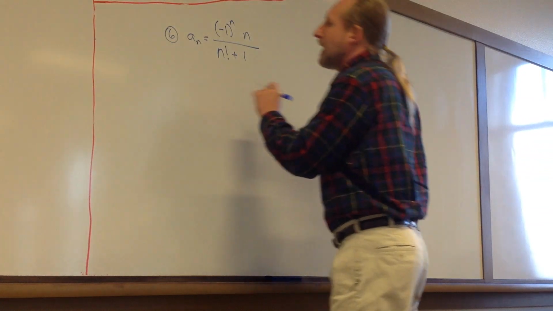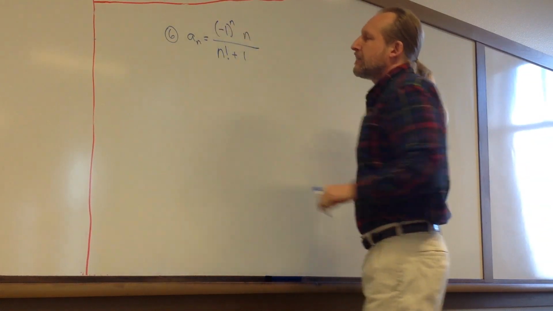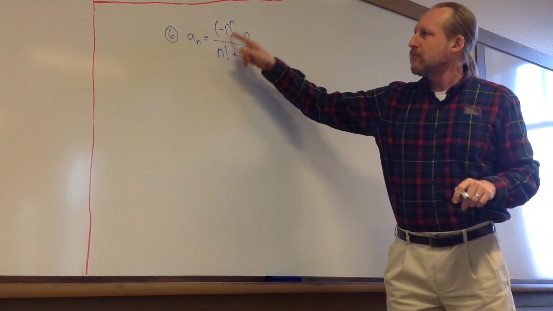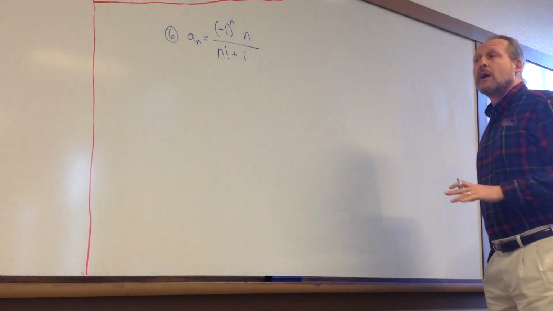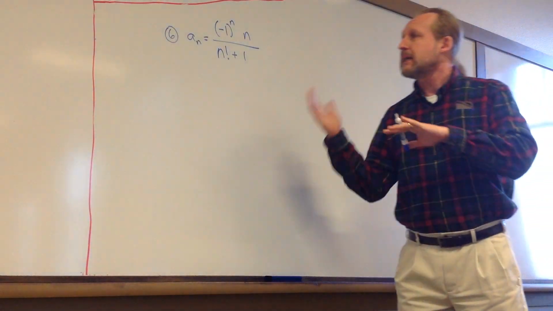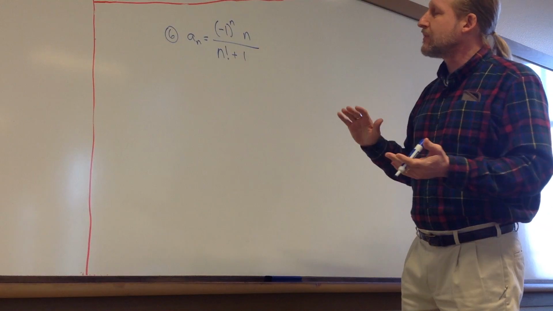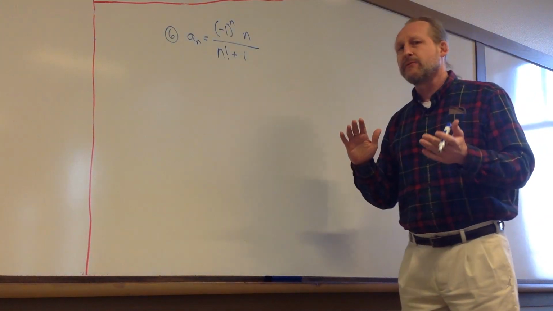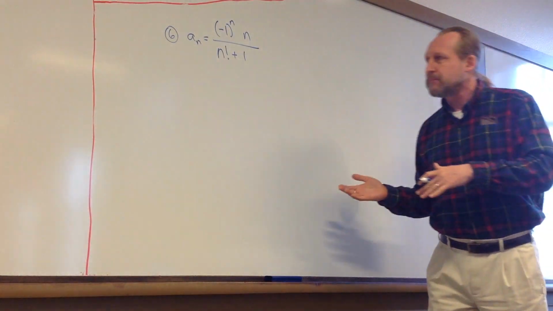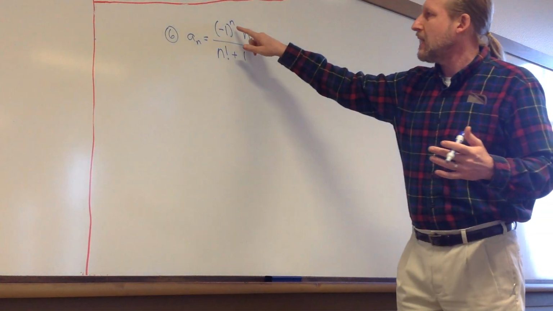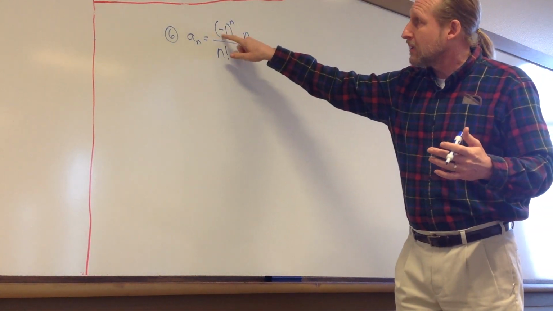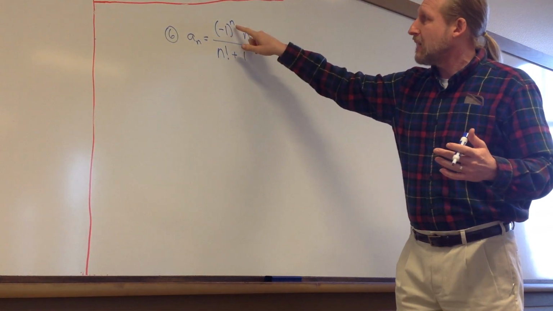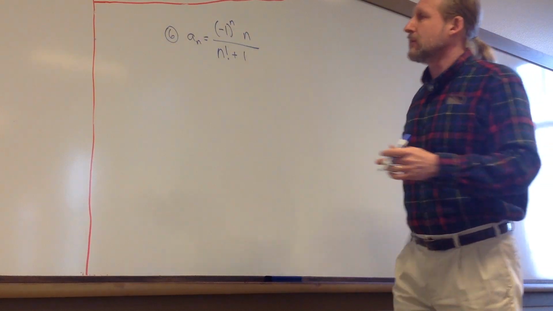They're used a lot in discrete mathematics, in methods of counting and combinatorics. So the interesting thing in problem 6 is this negative 1 to the n power, because that's going to make the value of the sequence term bounce back and forth between being positive and being negative. Every time the n is an odd number, it'll be negative, and every time the n is an even number, it'll turn out positive.